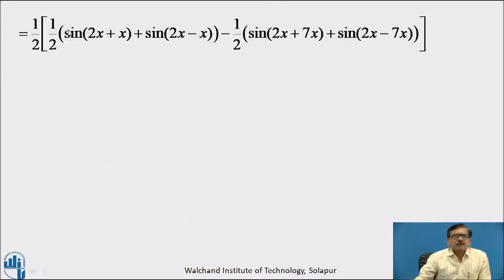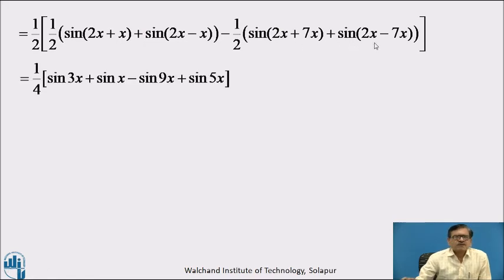That's why here we can write 1 half into bracket, 1 half sin of 2x plus x plus sin of 2x minus x, minus half, again using the formula of sin A cos B, you can write sin of 2x plus 7x plus sin of 2x minus 7x. Taking 1 by 2 outside, we get 1 by 4. First term will be sin of 3x plus sin of 2x minus x means sin x, minus sin of 2x plus 7x, that is minus sin 9x, and sin of minus 5x we get minus sin 5x, and this minus minus becomes plus, that is plus sin of 5x.